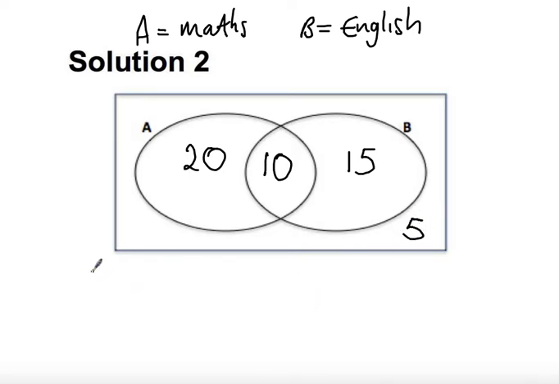Now what we wanted to find was the probability that the student studies maths, so probability of A, given that it studies English, so probability of A given B. Now I don't tend to do this with a formula. Let's just highlight the area which is relevant to this question at the moment. So what we know is that they study English.